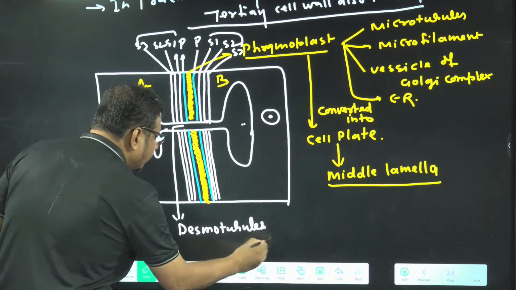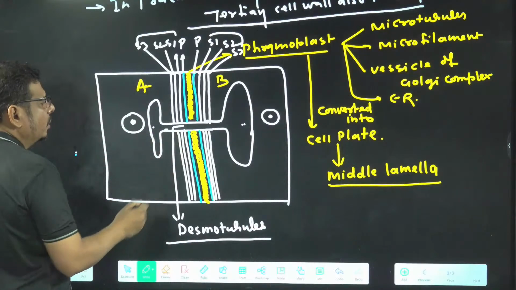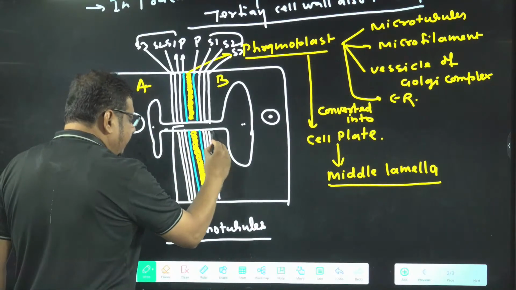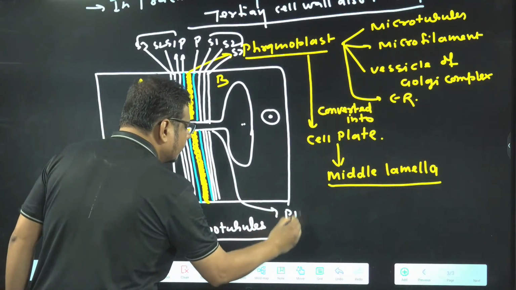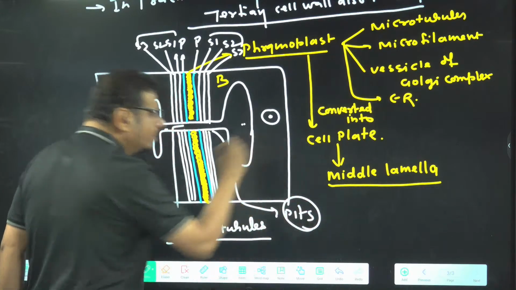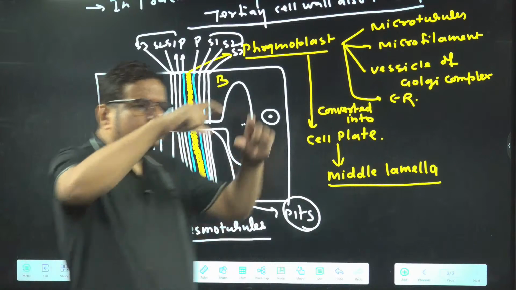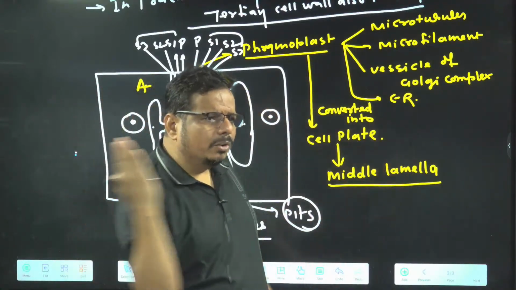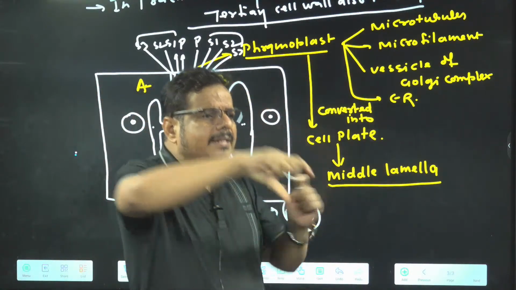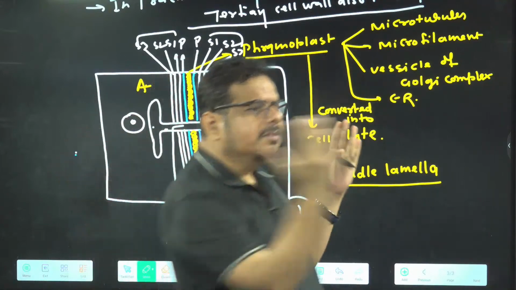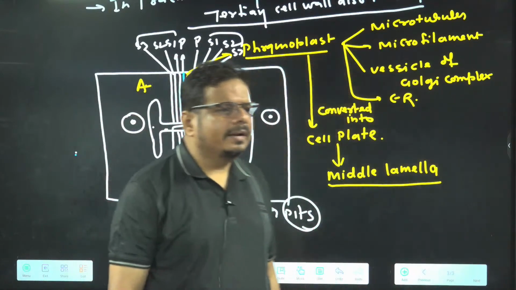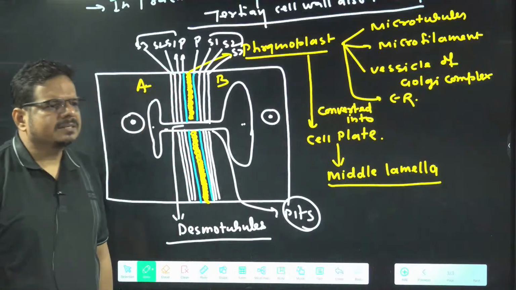Desmotubules. And wherever cell wall material is not deposited, that area is called what? Pits. So why are pits forming? Are you getting the idea? Because in the way of the boundary formation, a pipeline is coming. So how does the boundary form? Inside the pipeline. And due to that reason, what is going to form? Pits are going to form.